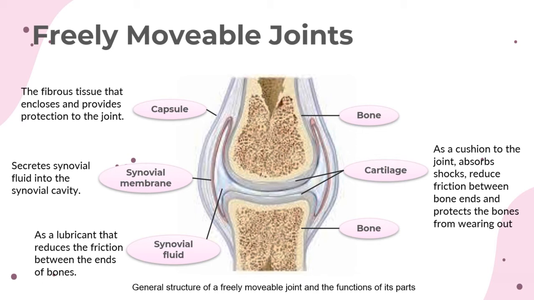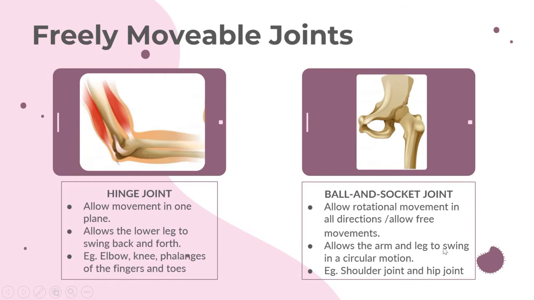Next we go to the freely movable joint. As I said before, freely movable joints can be divided into two types. You have to know that a freely movable joint refers to a joint that allows movement. They are divided into two types.